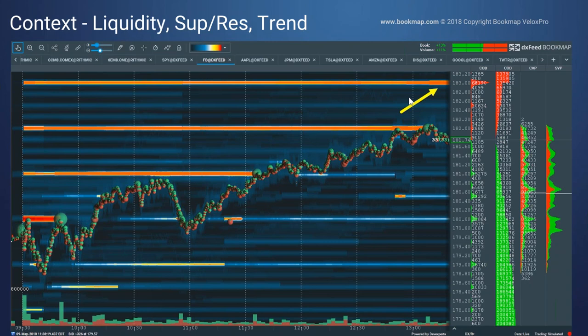Okay, in this example, we're looking at Facebook, and we're looking at the US Open right here, 9:30. And look at all the transactions that take place, and look at them layer in. You already know the targets or areas of resistance in advance here, because we have full depth of market. All of these areas are live. That's the dxFeed full depth of market that I mentioned earlier.